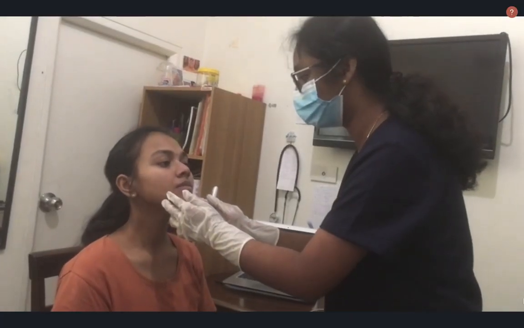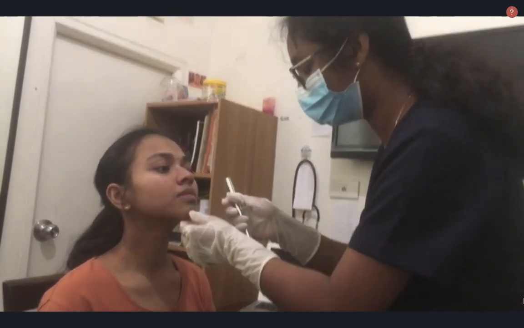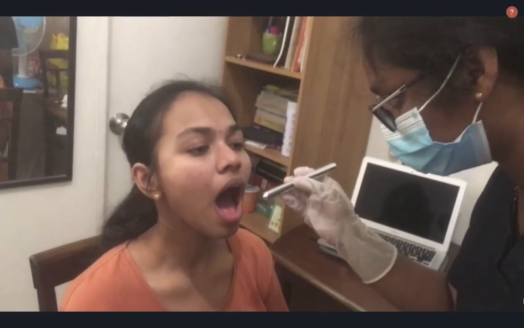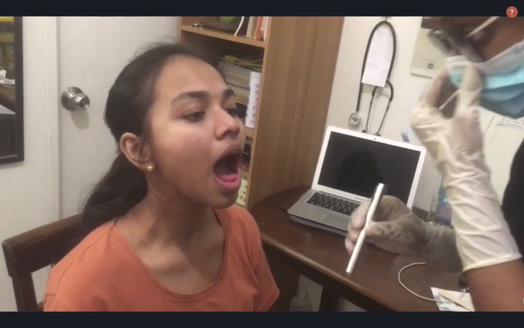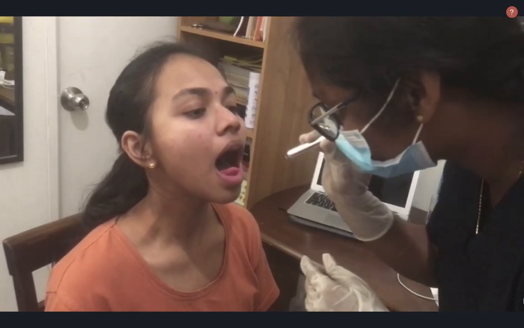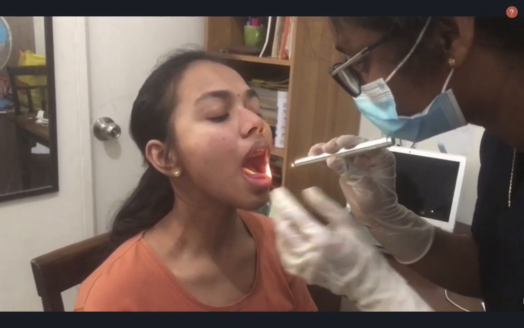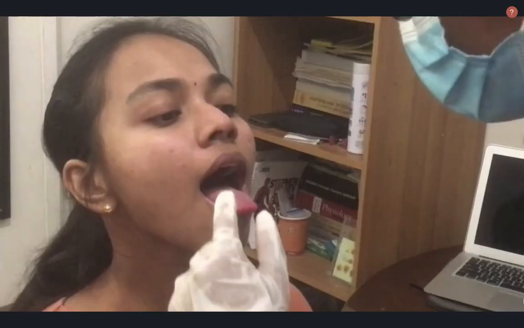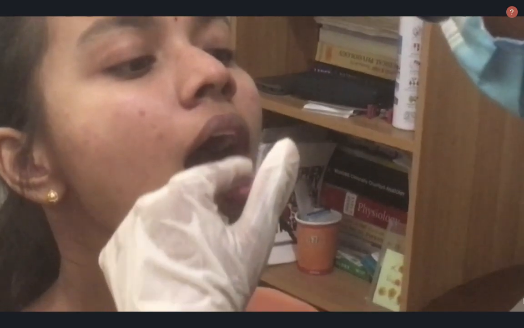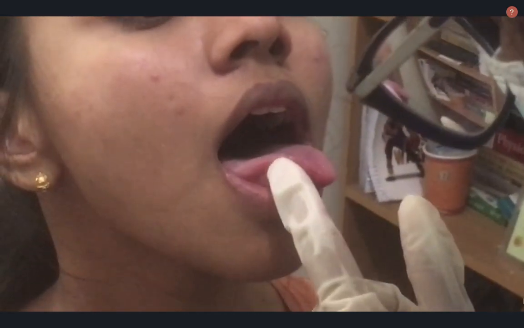Now ask the patient to open the mouth and stick the tongue right up. Stick the tongue right up and first look for the color and the symmetry of the tongue. And then palpate the dorsal surface of the tongue, which is covered by papillae, sometimes with a white coat.